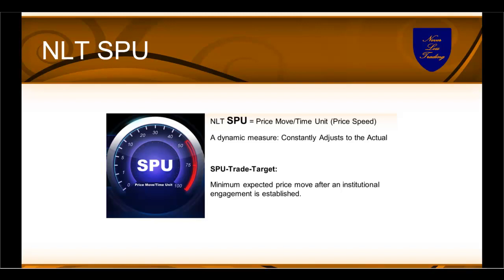It measures and adjusts to the actual speed of the price, and with that we are able to extrapolate where things are most likely going to happen. Why do I say most likely? We work with probability. We're not 100% right, but with high probability, 65% and above, we can predict where price moves can go.